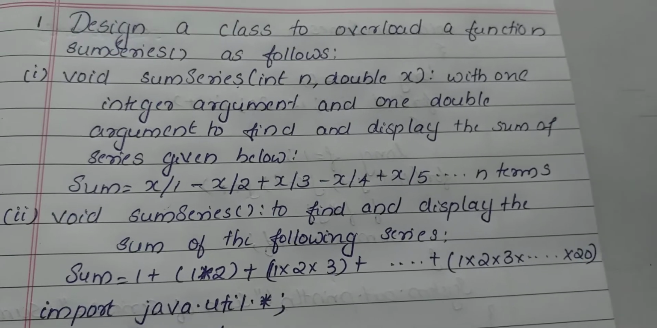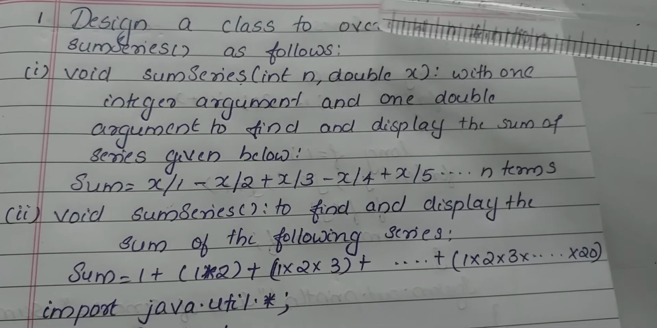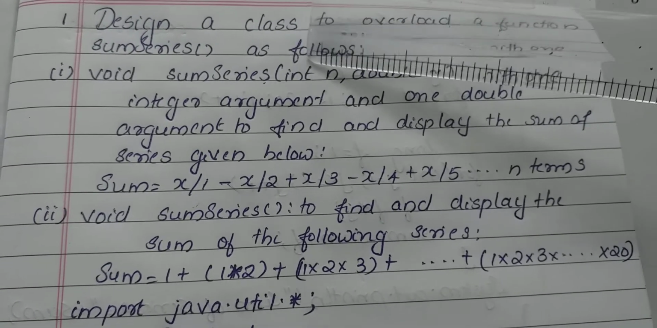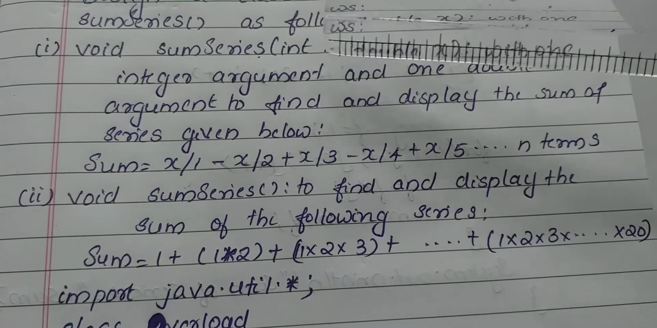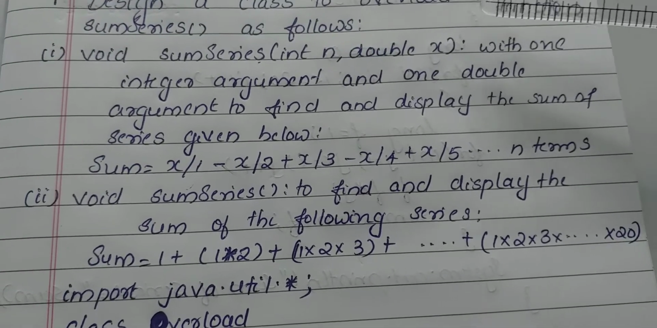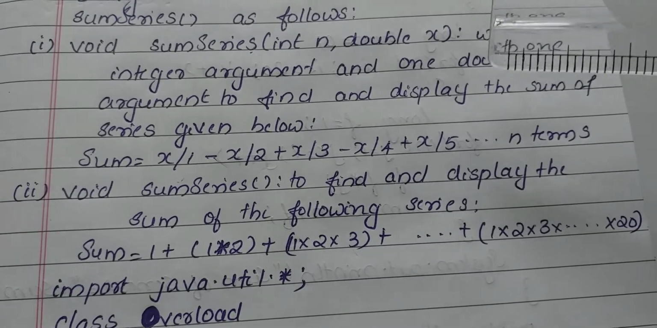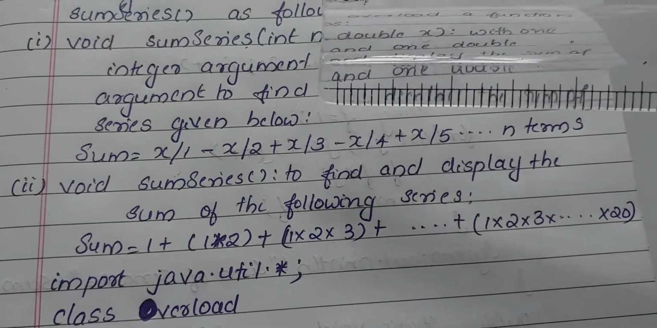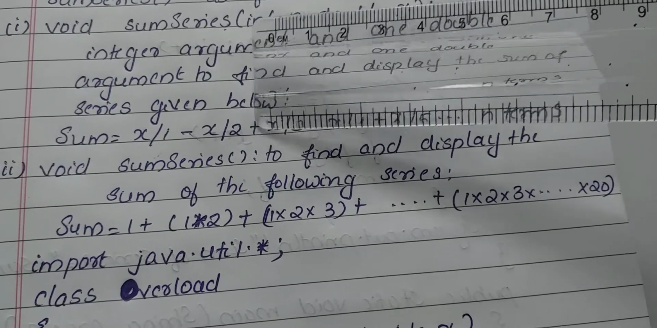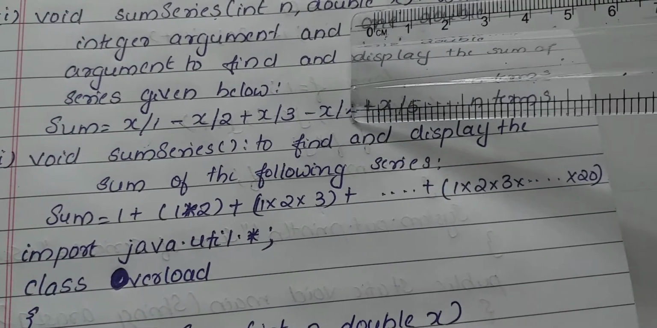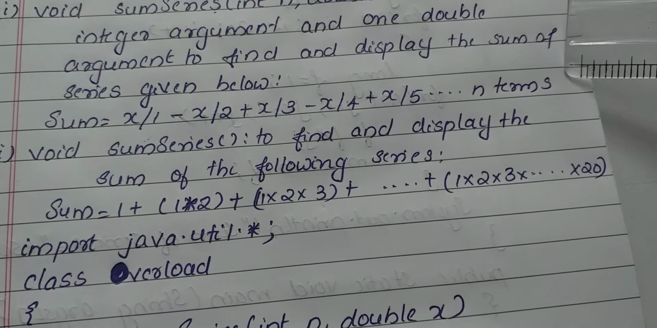So this is a question based on the function overloading concept. Design a class to overload a function sum series as follows. The first one, void sum series of int n, double x, with one integer argument and one double argument, to find and display the sum of the series given below. The series is sum equals x upon 1 minus x upon 2 plus x upon 3 minus x upon 4 plus x by 5 etc. up to n terms.